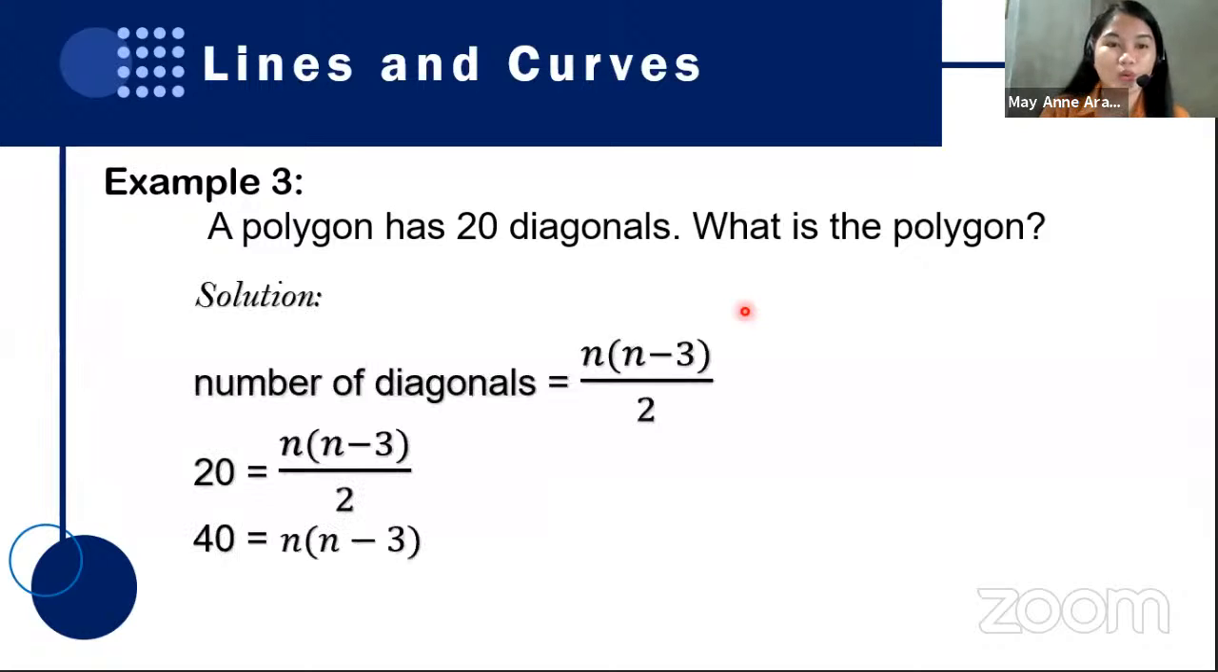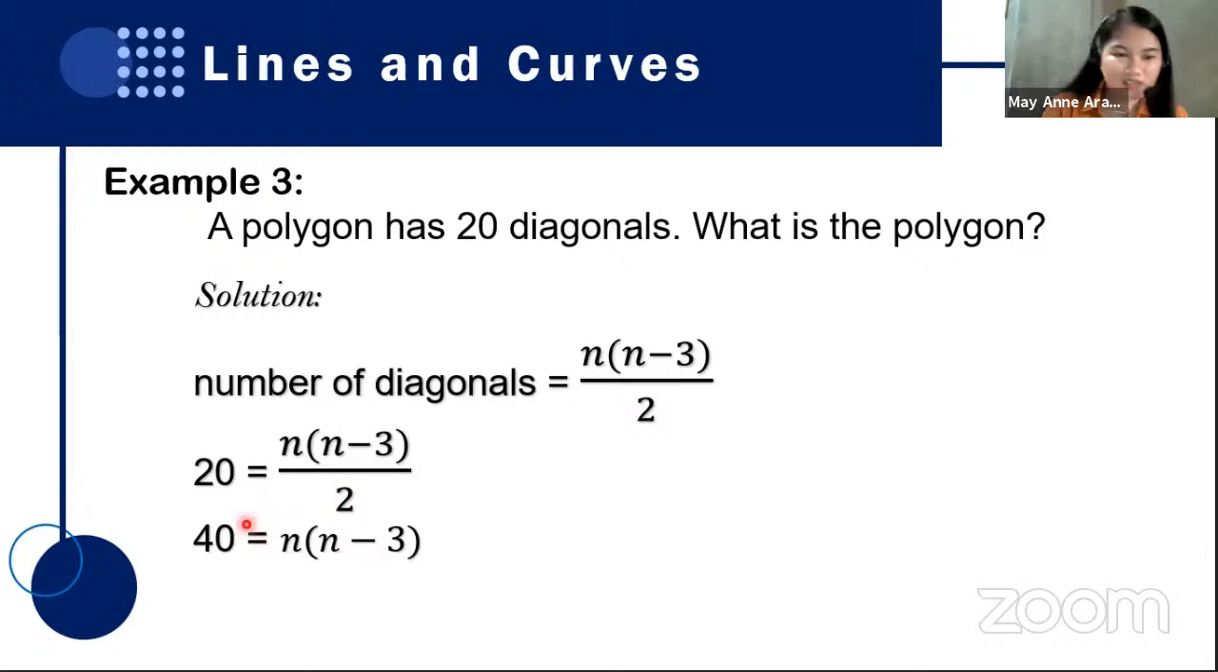So we know that the formula for finding the number of diagonals of a polygon is given by this formula, n times the quantity of n minus 3 all over 2. So we know the number of diagonals, so substitute 20 is equal to n times the quantity of n minus 3 over 2. So we need to solve for the value of n. Just cross multiply, 20 times 2 is 40. So if we will solve this using algebra, you'll arrive at a quadratic equation.